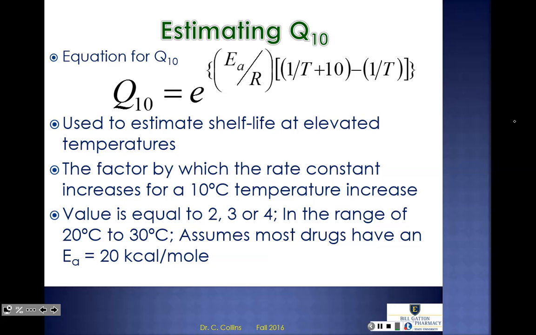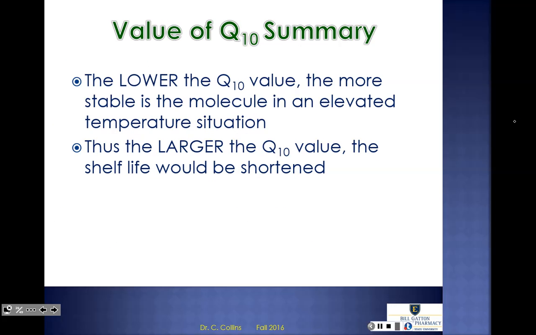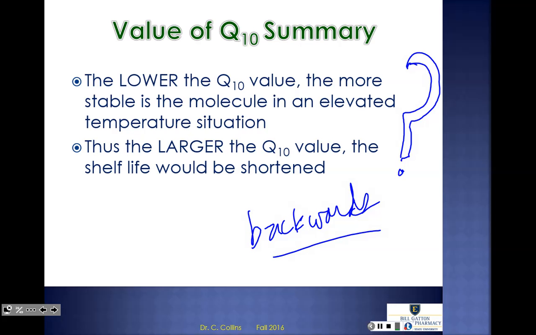Values tend to be 2, 3, and 4, and that's what that original Arrhenius relationship, energy of activation, showed, the corresponding Q10 value. So as the value of Q10 goes up, the more stable is the reaction, the longer the shelf life would be, because the energy of activation is actually higher. So the lower the Q10, the more stable the molecule in an elevated temperature situation. So the larger the Q10, the shelf life will be shortened, and that's just exactly the opposite of what I just said, isn't it? Let me double check that. That might be backwards. Let me double check that one.